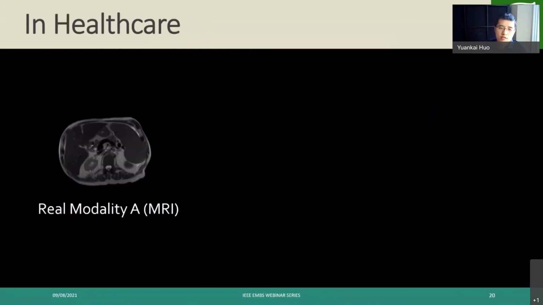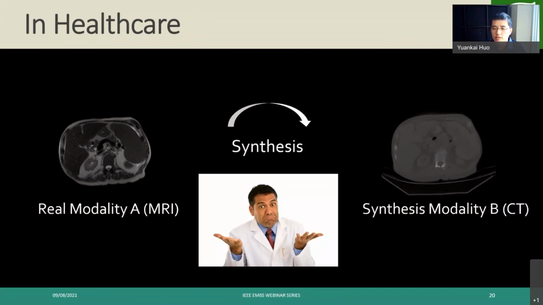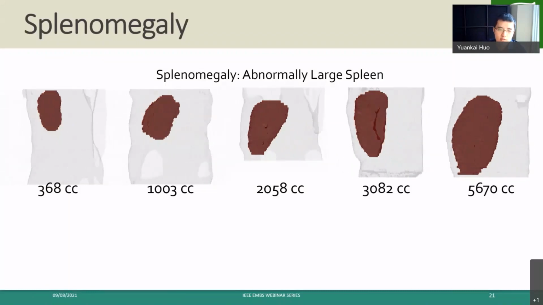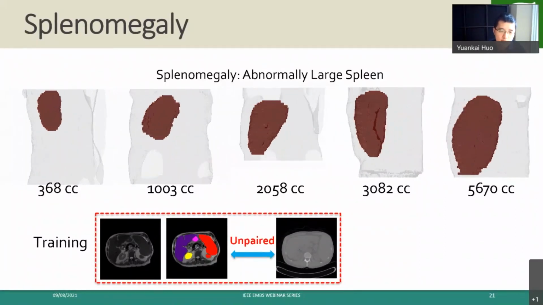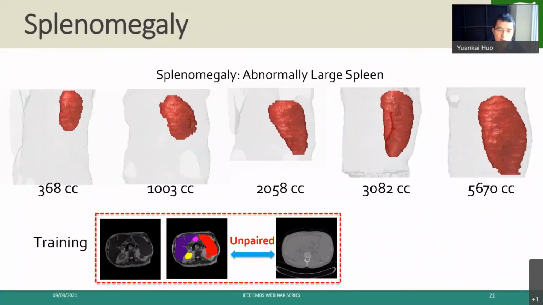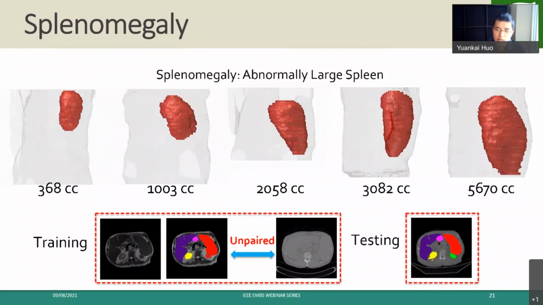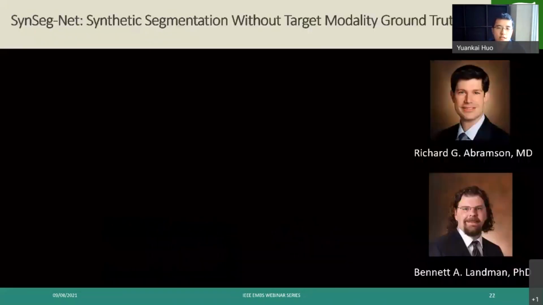But here in healthcare, what we want is not only the synthesis, because there are significant clinical risks if the physicians directly apply the synthetic image for diagnosis. So we go one step further. Our final outcome should be a segmentation rather than the synthetic images. Here is the data set where we apply this technology. We do splenomegaly, which is abnormally large spleen, segmentation. We have already annotated some MRI scans, and now we want to apply it to CT without annotation. After using our algorithm, we can get the segmentation on CT without introducing more annotations.